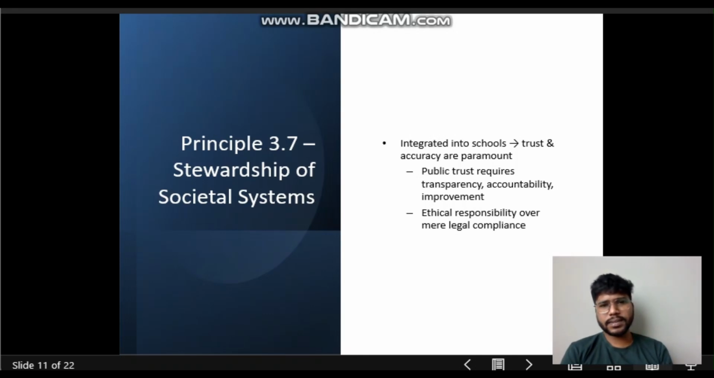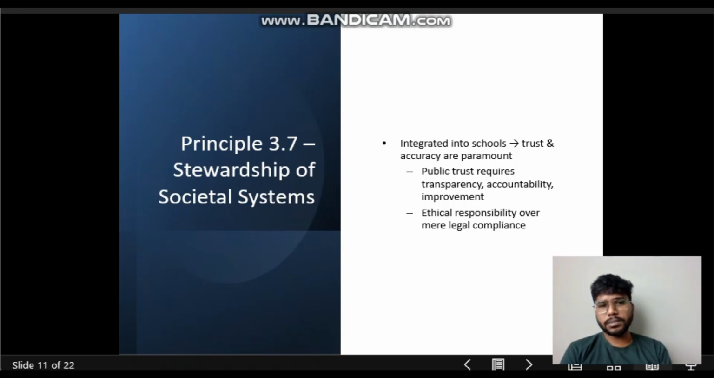Here, as you can see, the first one is public trust. Ethical stewardship requires transparency and accountability, as well as continuous improvement in the system. For example, let me talk about ChatGPT. Back in 2023, ChatGPT was banned in New York City schools due to fear of misinformation. Like this, Blocker Plus overblocking similarly undermines public trust as well.